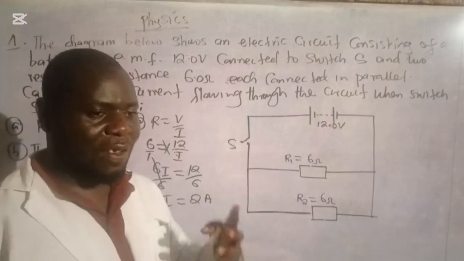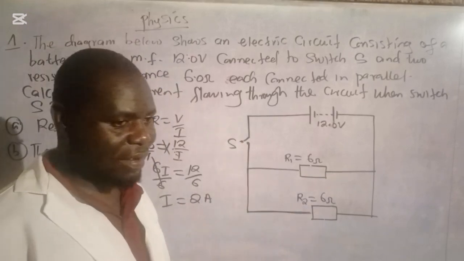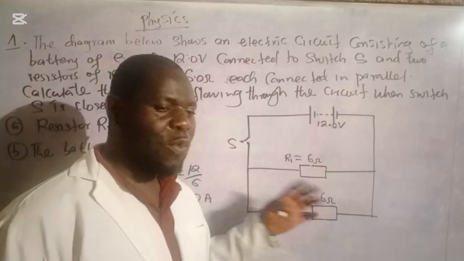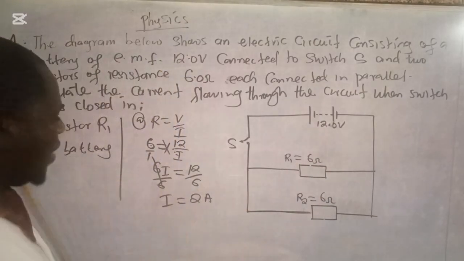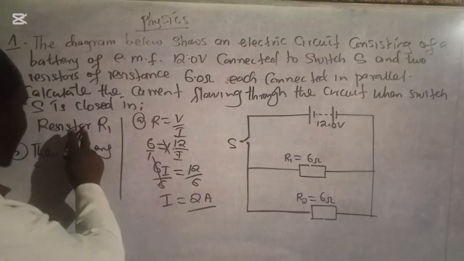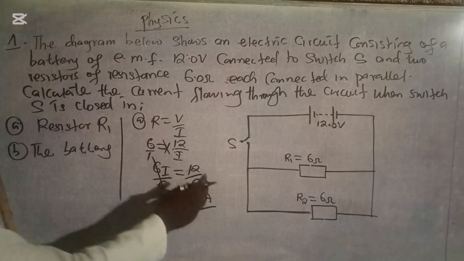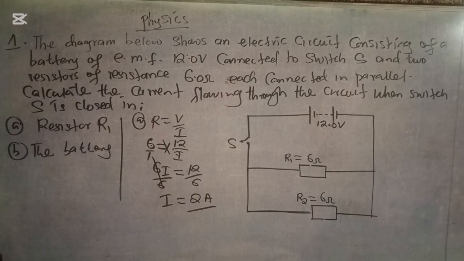In case they ask us to find the total current, since the currents are in parallel, we add this plus this. So this is the answer for question A, the resistor R1: the answer is 2 amps. Then now I'll go to question B.